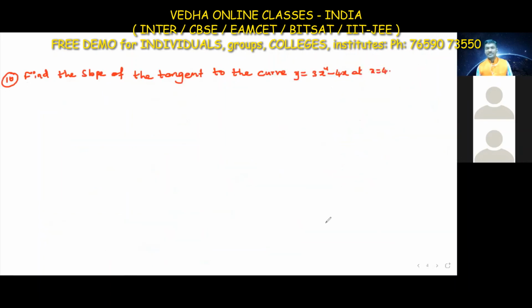Next question: find the slope of the tangent to the curve y is equal to 3x power 4 minus 4x at x is equal to 4.